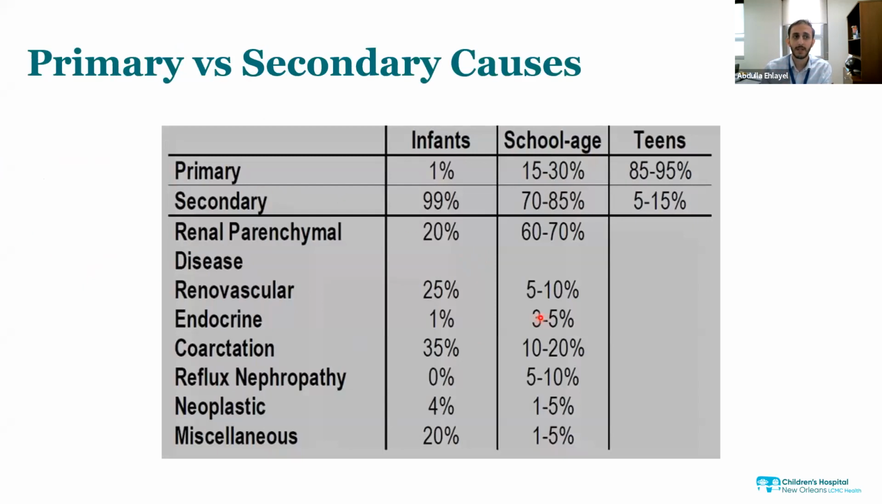This is a slide that just summarizes the prevalence of primary versus secondary. You can see in infants, it's almost always secondary hypertension. So any child who's less than 1 year, you should think and look for a secondary cause of hypertension. Secondary hypertension is still the most common cause compared to primary in school-age children, up to 8 years, 10 years. With teenagers, they tend to have more primary hypertension.